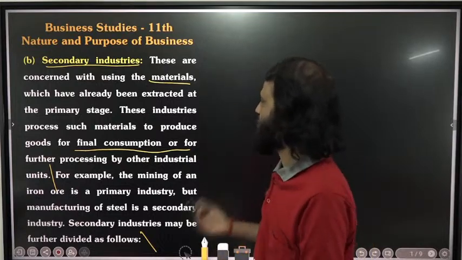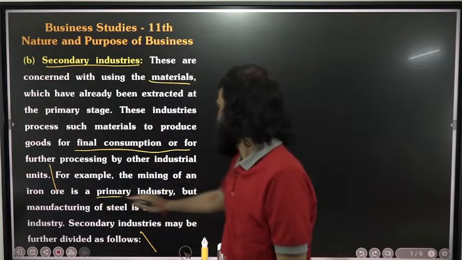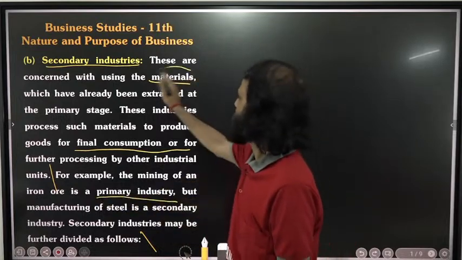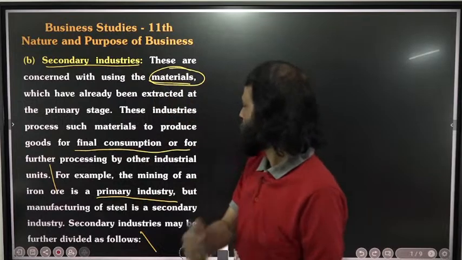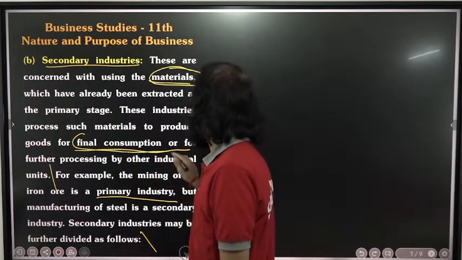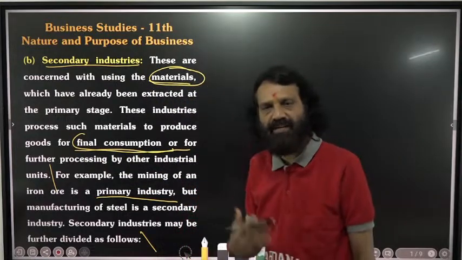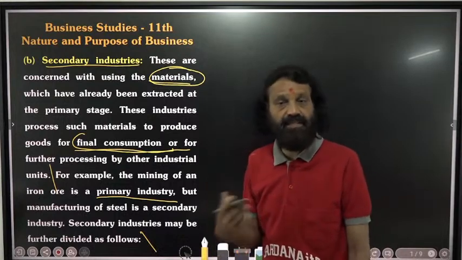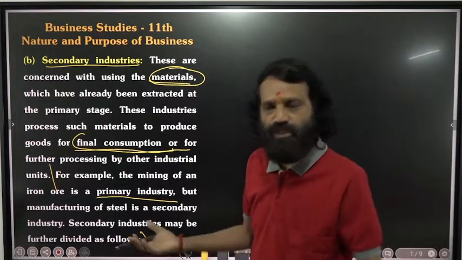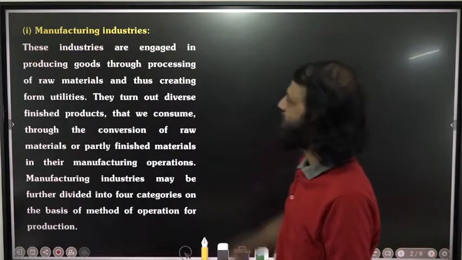Here in this paragraph, we understood that from the primary industry we get materials that would be changed for our final consumption in secondary industries. That is the role of secondary industries. Secondary industries mainly make the finished products. Okay, so we can move on to the next paragraph.